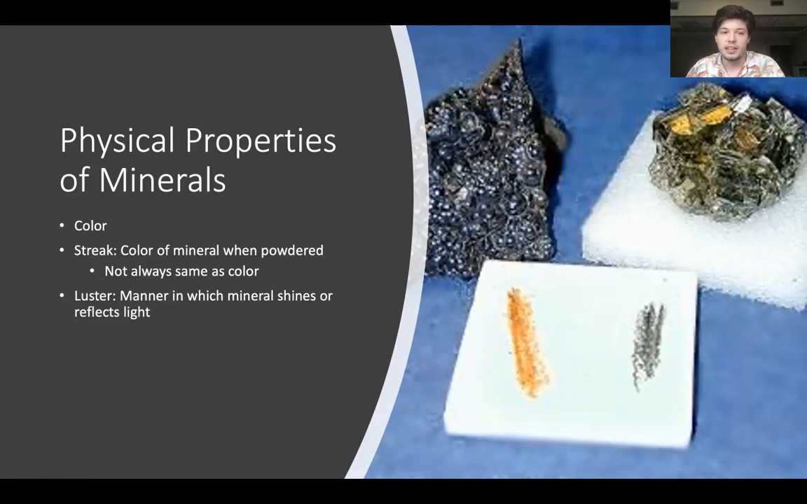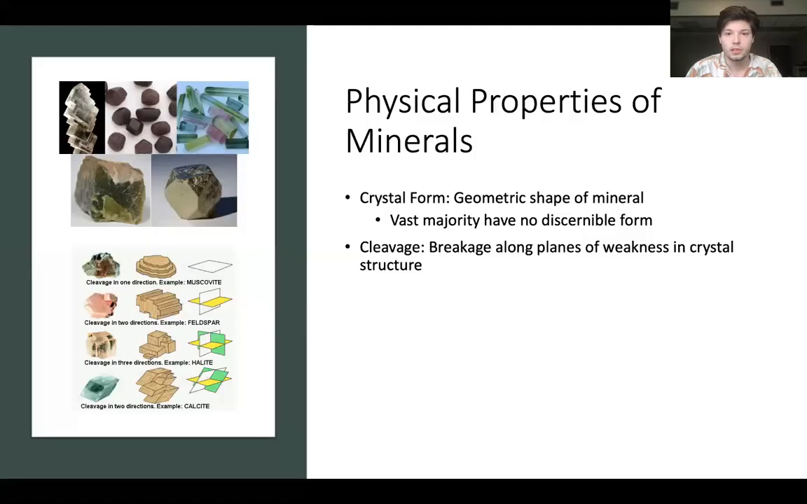And luster is the manner in which a mineral shines or reflects light. So that's usually metallic or non-metallic. So for more physical properties of minerals, crystal form is a big one, but often one that isn't super usable. It represents the geometric shape of the mineral, but the vast majority of minerals in nature have no discernible form. And that's going to be important to remember as you do your lab today.